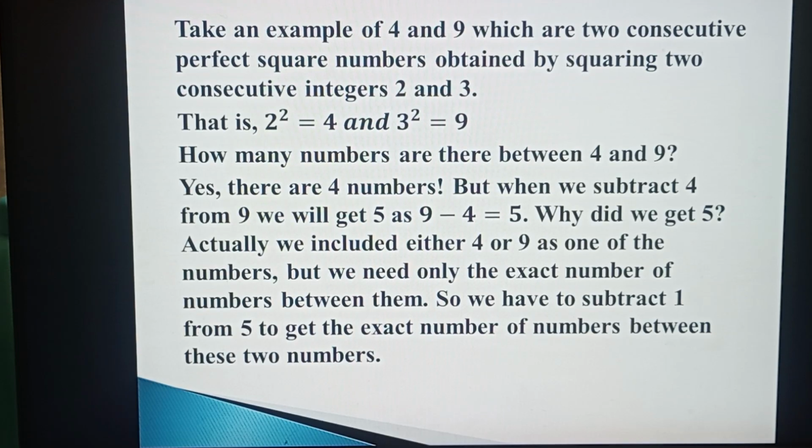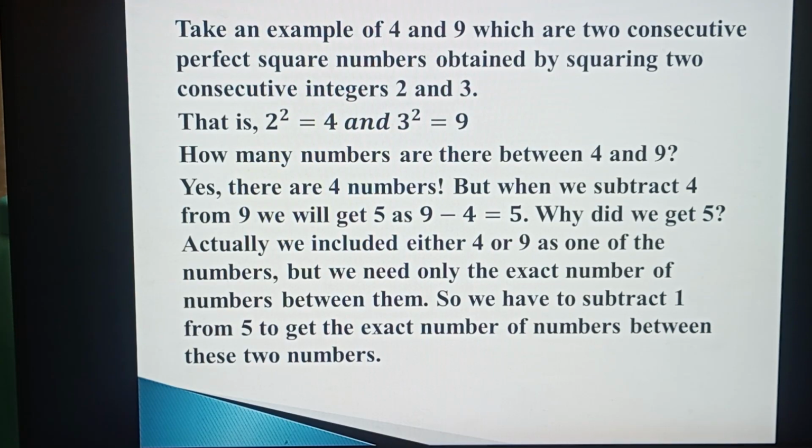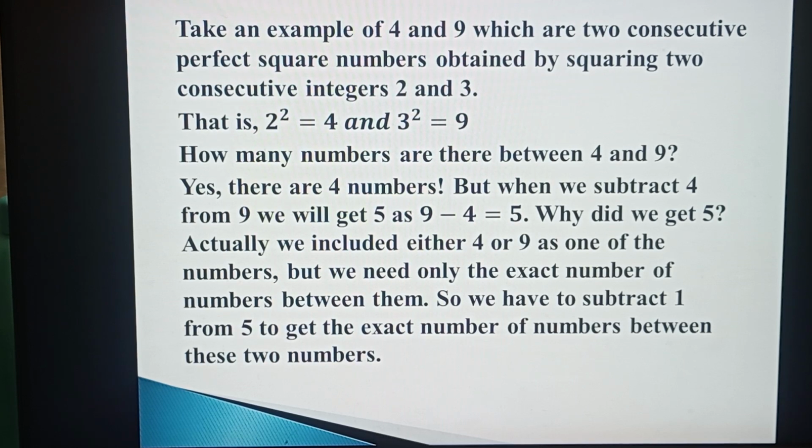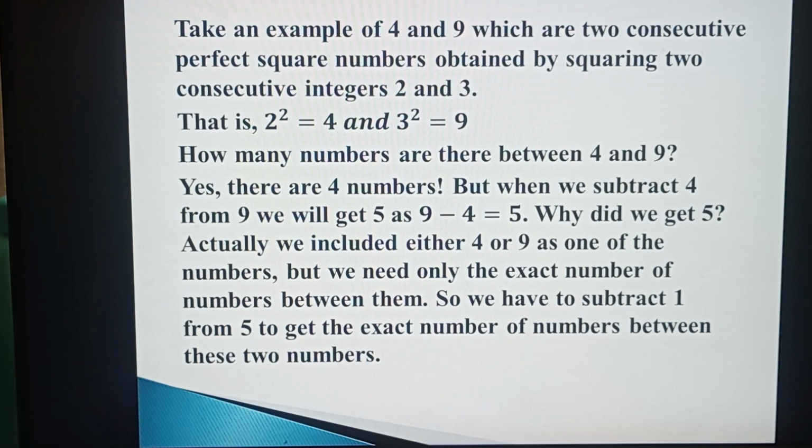Actually, by subtracting 4 from 9, we might have included either 4 or 9 as one of the numbers. But we need only the exact number of numbers between the two. So we have to subtract one more from 5 to get the exact number of numbers between these two numbers. That is why we get 4.